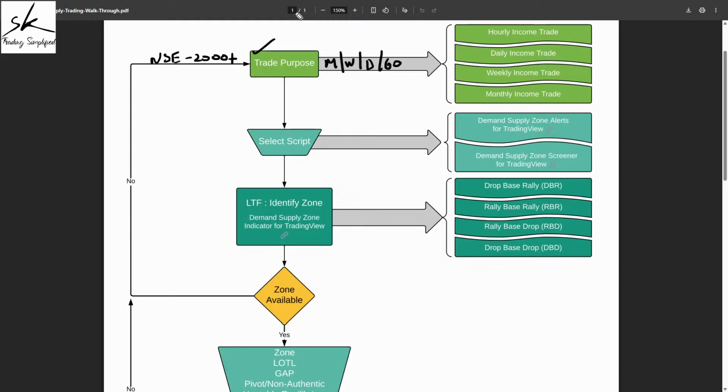But the problem here was that all these scanner screeners which were available were, like I already said, based on either fundamental analysis or conventional technical analysis. There were no scanner screeners based on demand supply trading methodology. So that is where we also created 2 custom built tools. One is called the demand supply alerts. The other one is called the demand supply screener.